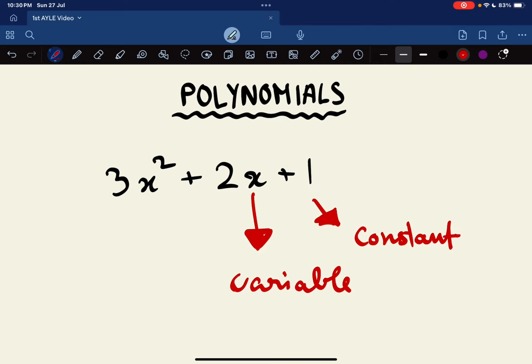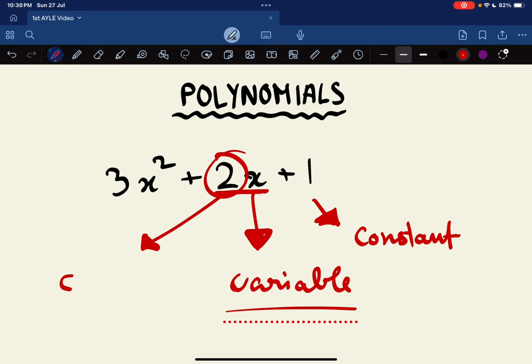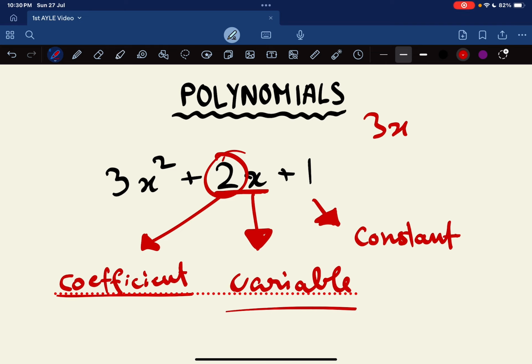And something I forgot to mention, which is also quite important, 2, which is kind of stuck to this x, it goes before the x. This is called a coefficient. Because any number like 3x, this is a coefficient, 4x squared, this is a coefficient, 42x cubed, this is the coefficient. So that is what a coefficient is. So variable x, constant 1, coefficient 2, and also coefficient is also 3 over here, and x squared over here is also a variable.